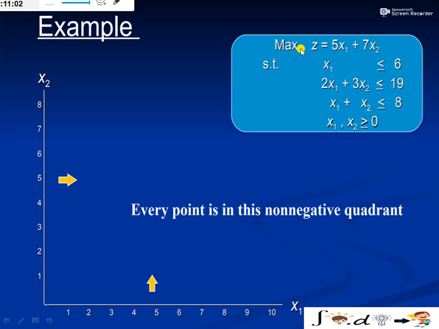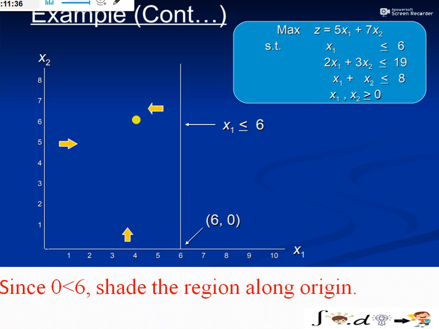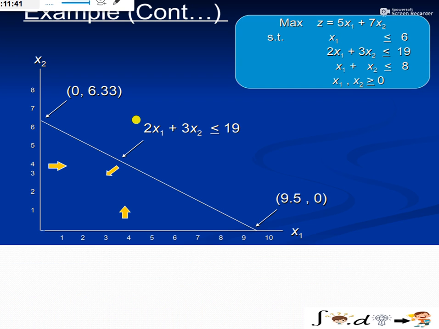Max means maximize. And now here this is x2. Every point is in this non-negative quadrant, यानी कि फर्स्ट क्वाड्रेंट है जिसमें हमारे पास दोनों वैल्यूज x और y पॉजिटिव होते हैं. And now first you have the inequations. x1 is less than 6. This is the line x1 is equal to 6. Less than 6, that means on this side. Okay. And then 0 is less than 6. Shade the region along the origin, towards origin.